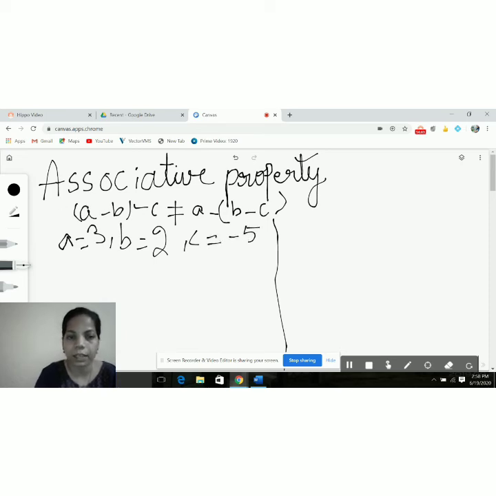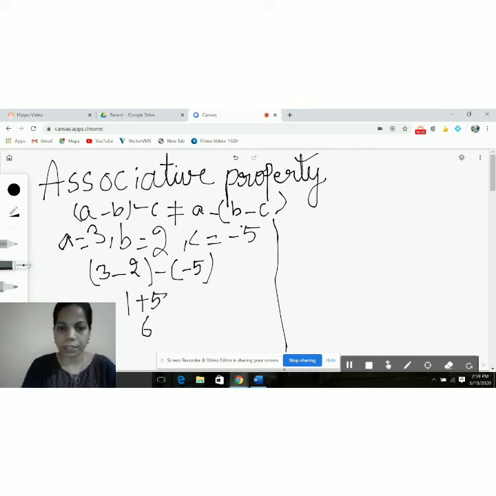We'll take the LHS, a minus (b minus c). What is the value of a? 3 minus b, 2, minus c. Minus, what is the value of c? Minus 5. So 3 minus, 2 minus, minus into minus, plus 5. 2 plus 5 is 7.